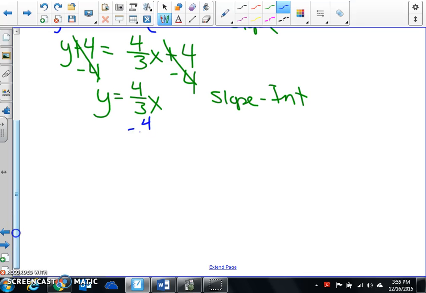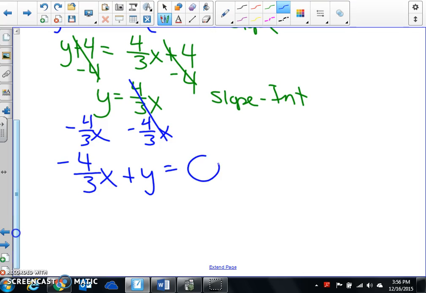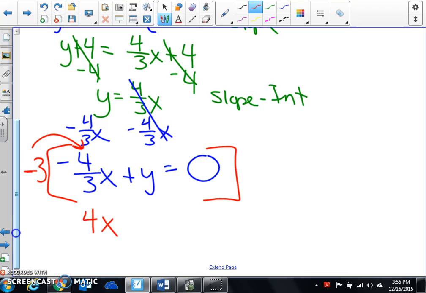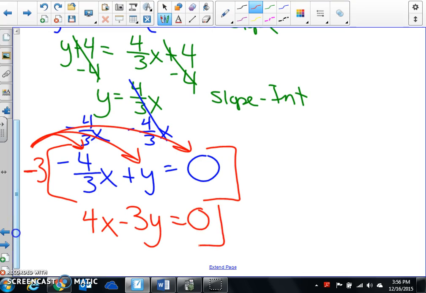Okay, I subtract 4/3 x. Those go away, leaving me with negative 4/3 x plus y. If there's nothing over there, that's 0. Now, I need to multiply everything. So my A, I need to turn to positive, so I'm going to multiply by negative, and then that denominator is 3. Negative and negative is positive. The 3's go away, leaving me with 4x. Negative 3 times y is negative 3y, and negative 3 times 0 is 0.